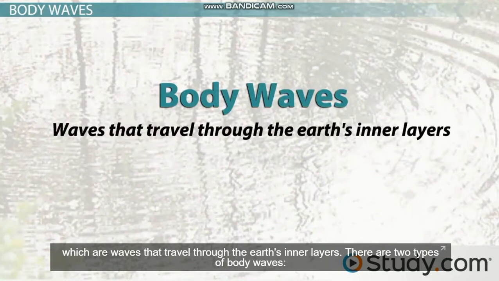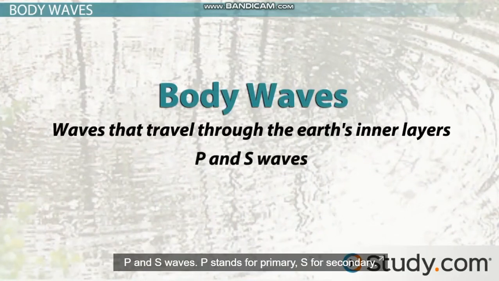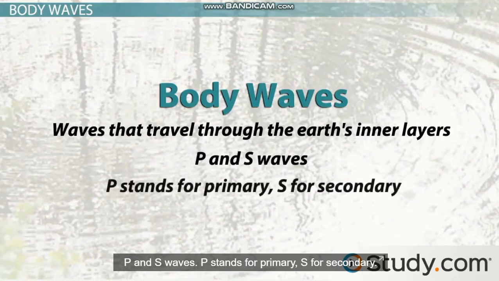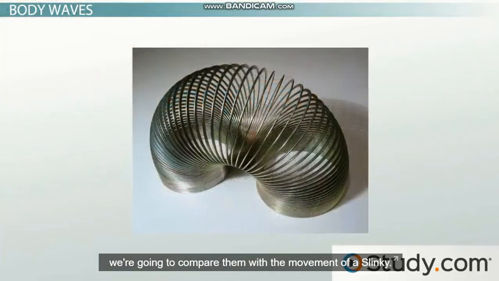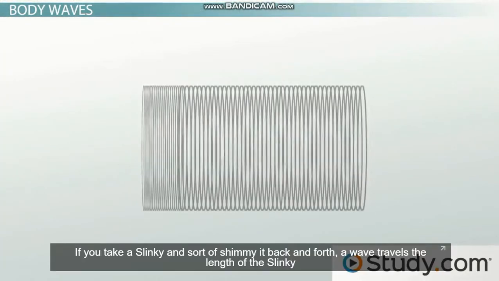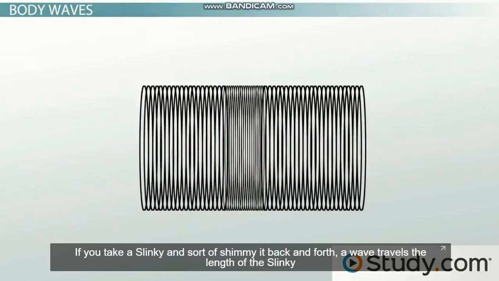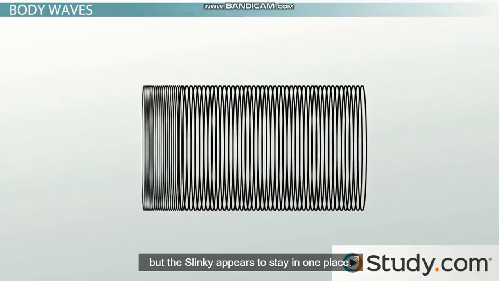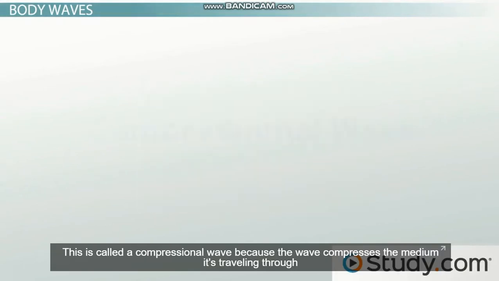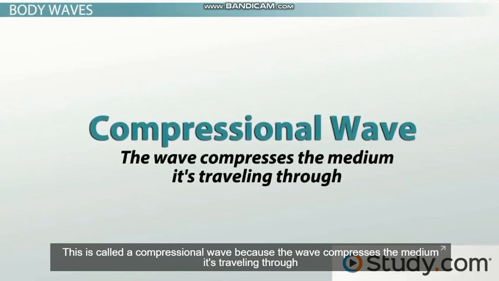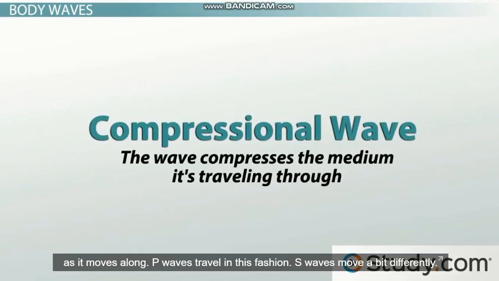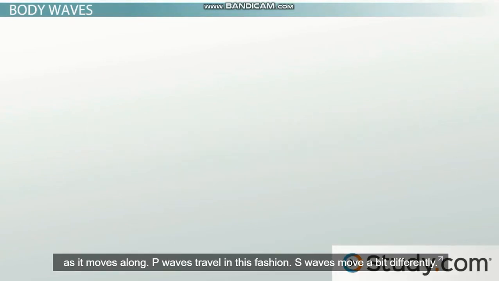There are two types of body waves, P and S waves. P stands for primary, S for secondary. In order to understand how body waves move through the ground, we're going to compare them with the movement of a slinky. If you take a slinky and sort of shimmy it back and forth, a wave travels the length of the slinky, but the slinky appears to stay in one place. This is called a compressional wave because the wave compresses the medium it's traveling through as it moves along. P waves travel in this fashion.